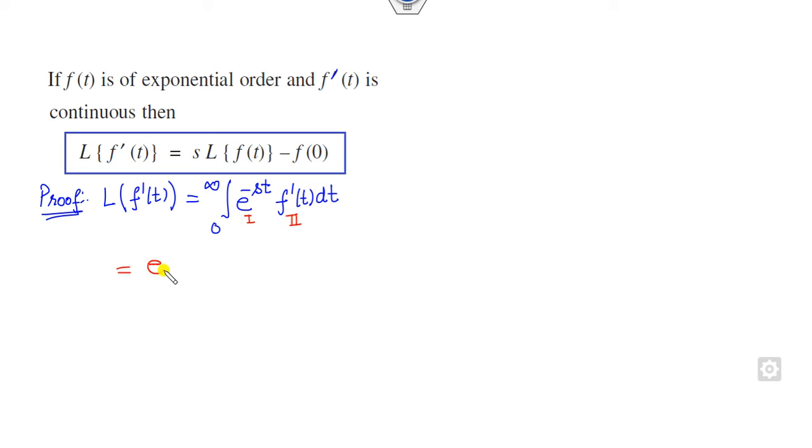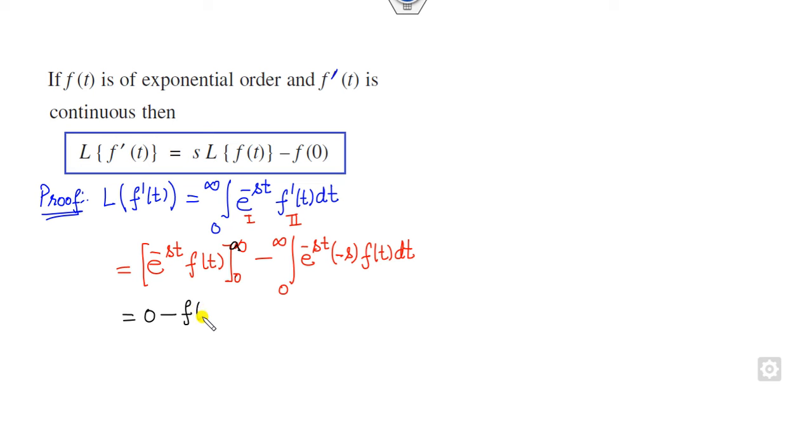What is the integration of the second function, f dash? It is f of t, evaluated from 0 to infinity, minus the integral of the derivative of the first function, into minus s, times the integration of the second function, which is f of t. Now if you substitute infinity, e to the minus infinity is 0 and f is of exponential order, so that means this is 0. When you substitute 0, e raised to the power 0 is 1, so it is f of 0. Since this integration is with respect to t, I can take minus s as a constant outside. So minus the integral of e raised to the power minus s t times f of t dt.